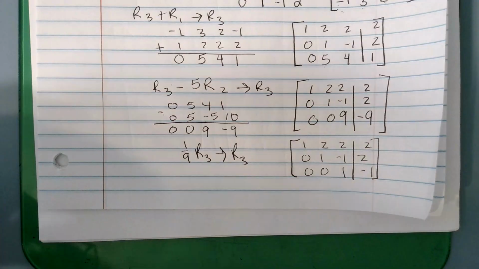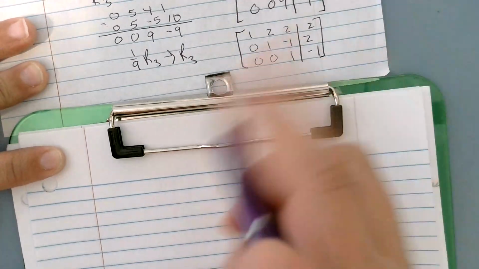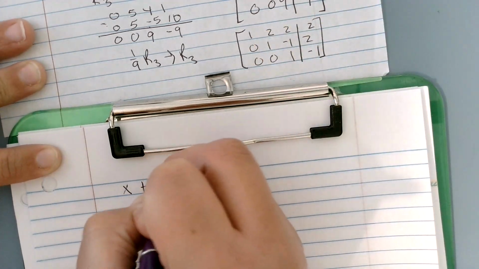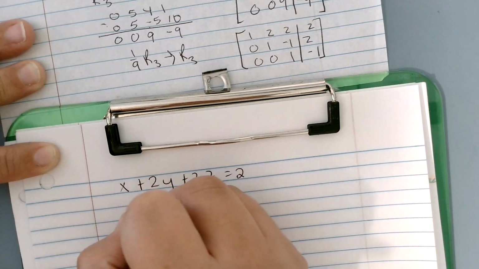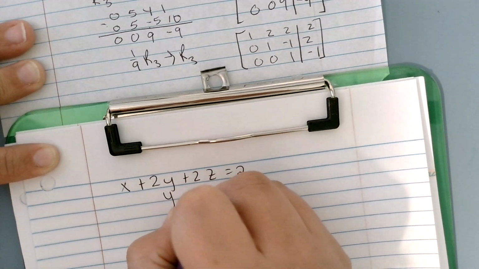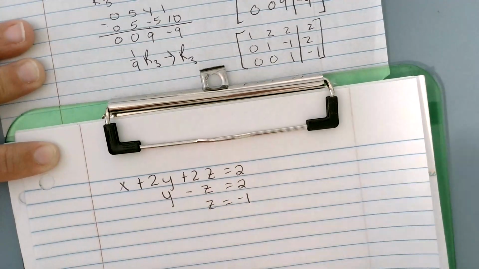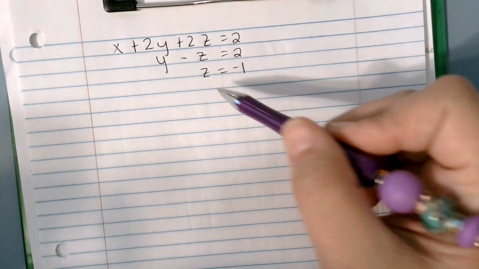Okay, and I'm kind of running out of space, but we're going to do this real fast. So I know right now I'm going to use my matrix to rewrite a system of equations. So 1, 2, 2, and 2 is really x plus 2y plus 2z equals 2. And then y minus z equals 2. And then z equals -1. So this is our purpose here. We're getting close. I have found z.